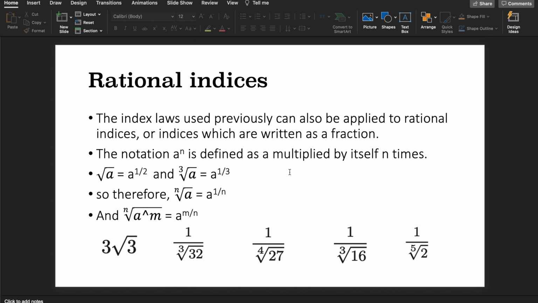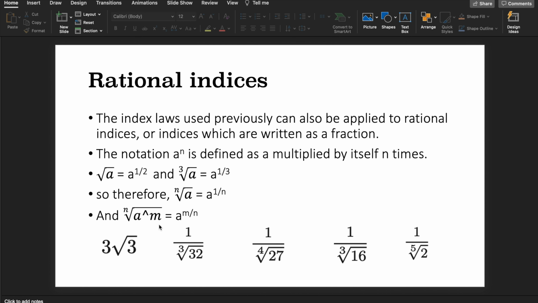So the notation a to the power of n, as we already know, is defined as a multiplied by itself n times. So square root of a will be represented by a to the power of 1 by 2, and cube root, this is the symbol for cube root, so cube root of a equals a to the power of 1 by 3. Therefore, nth root of a would be a to the power of 1 by n. So this is how we derive it. And this one would be a to the power of m divided by n.